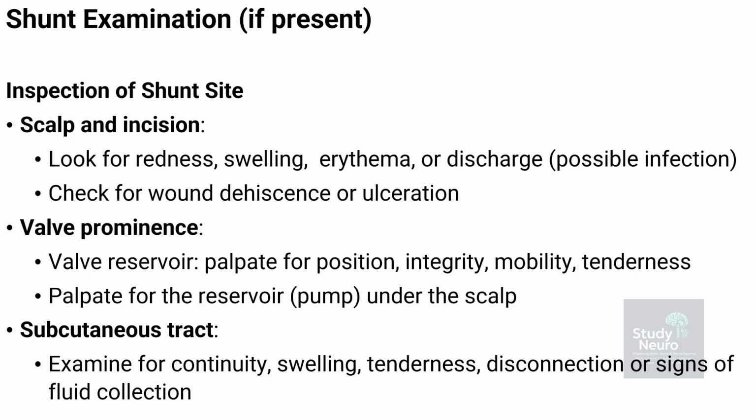The frontal site is the most commonly used, typically just anterior to the coronal suture. Other possible sites include parietal or occipital entry points. Finally, examine the subcutaneous shunt tract along its entire course. Palpate gently to confirm continuity of the tubing and assess for swelling, localized tenderness, disconnection, or signs of fluid collection, which may suggest shunt malfunction, obstruction, or leakage.